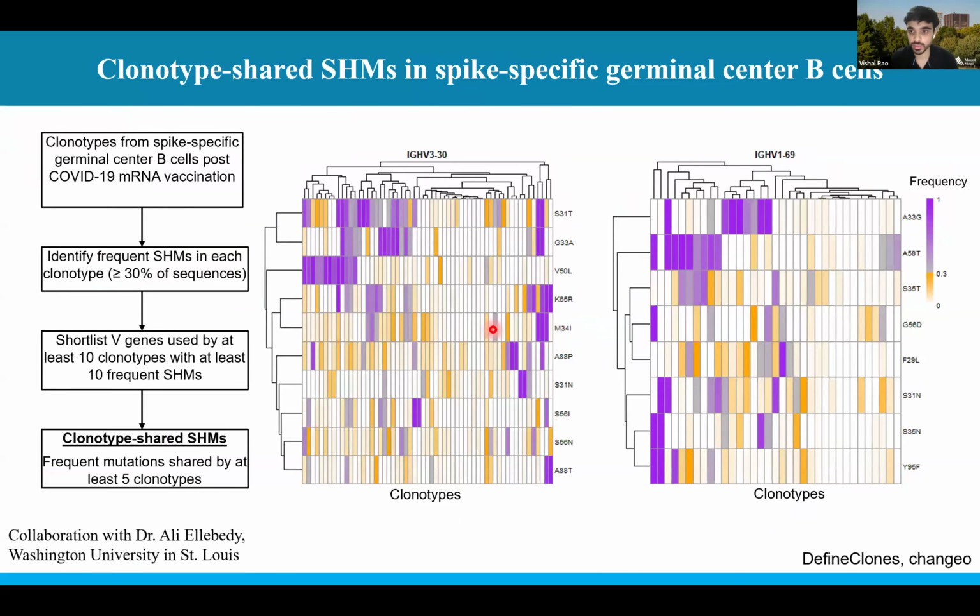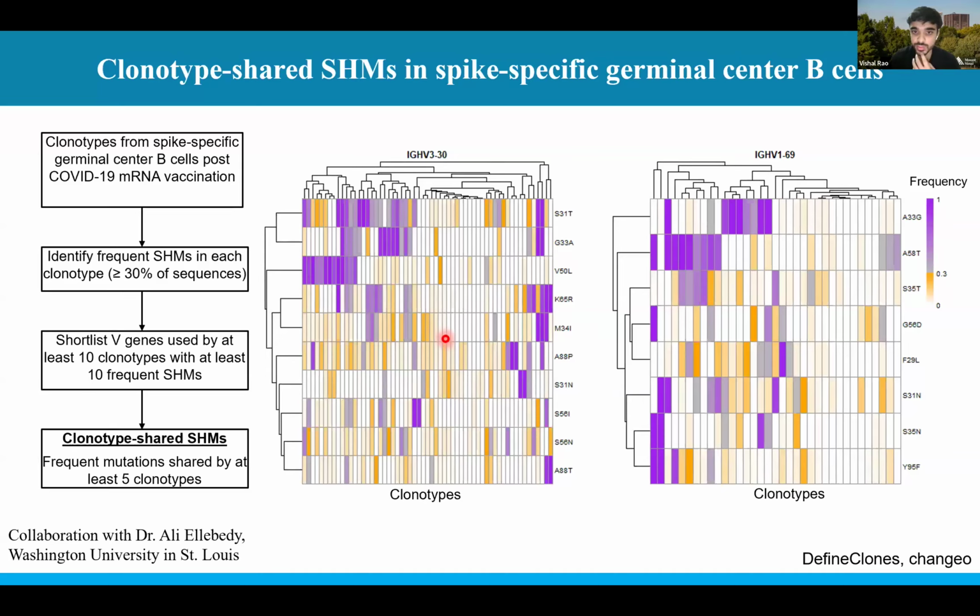So for this, it's mostly ongoing work where we're collaborating with Dr. Ali Ellebedy from WashU, where we're looking at the spike-specific germinal center B cells from SARS-CoV-2 mRNA vaccinees. And from here, for each V gene, we have identified clonotype-shared mutations in the y-axis here that are shared by at least 5 clonotypes, represented in purple here. And what you can clearly see for these two V genes I've shown is that these mutations are indeed really common across these different clonotypes.